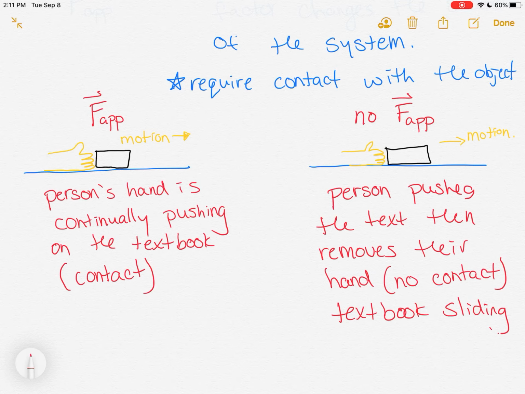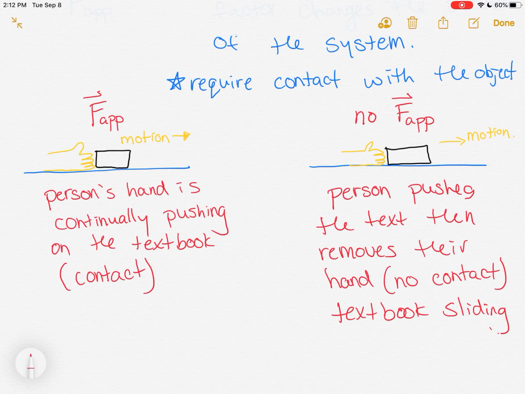Either you push something across the desk without continually placing your hand on it. So you give it a little shove and it slides across the desk. That would be no applied force. Or you are shoving it across the table, but your hand is in continual contact with the object. That would be an applied force, okay?